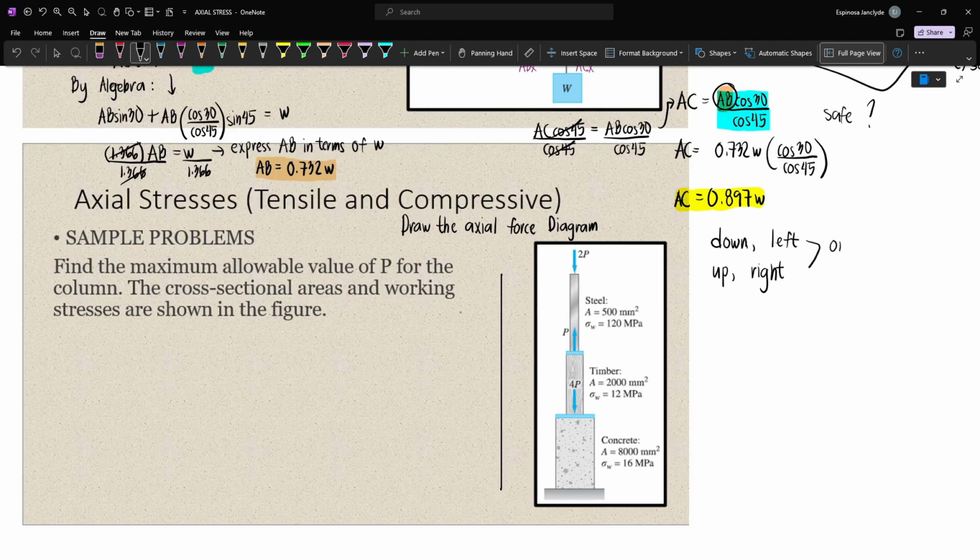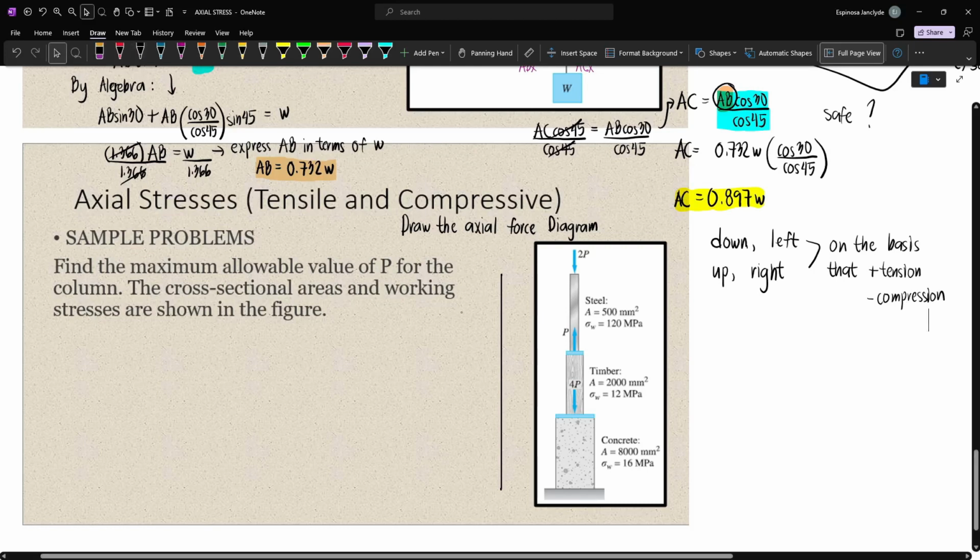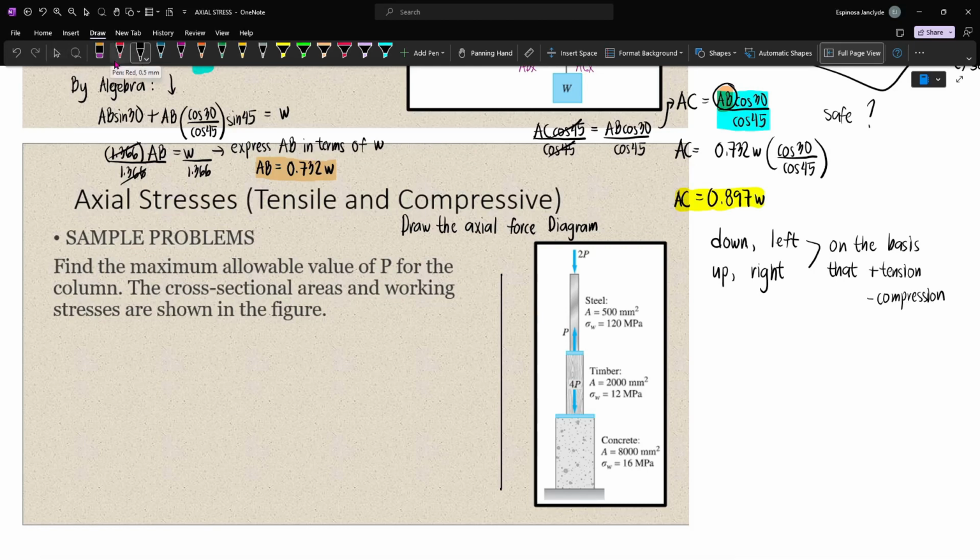On the basis that negative is compression and positive is tension, downward forces are acting toward the body, and so that's compression, whereas upward forces are acting away from our body, and so they will be deemed tension. Now, let's consider left as the negative side, while right as the positive side. In this configuration, we'll move left if we have downward forces, while we'll move right if we have upward forces.